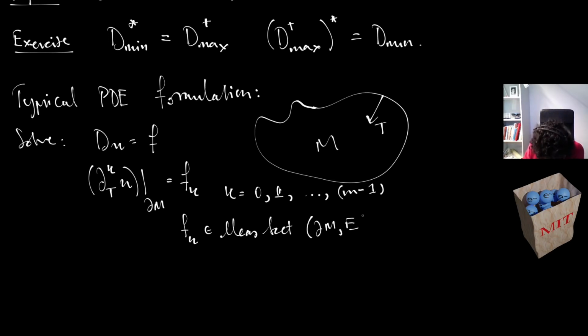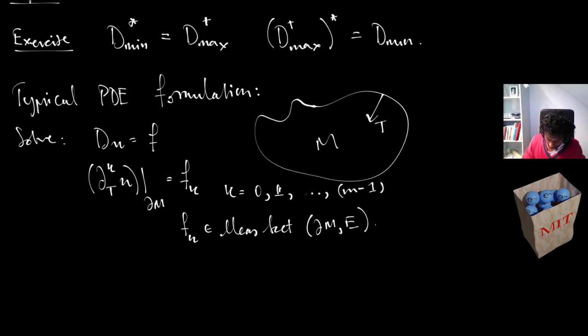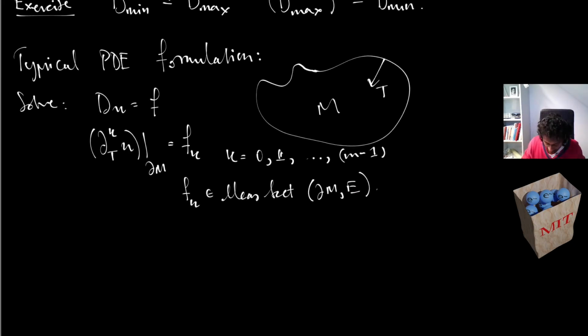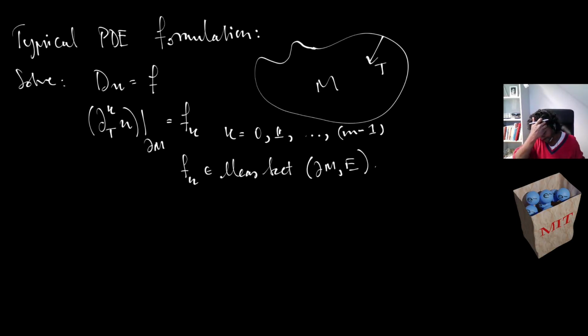Typically maybe it'll be smooth, but these are at least measurable sections on the boundary, landing us in E. Okay, so this is a typical PDE formulation, and unfortunately, even the way that I learned PDE, one sort of sees just this, and this is what we really talk about in terms of boundary value problems. But actually, it's really important to separate two very important aspects of this problem into two very separate parts.